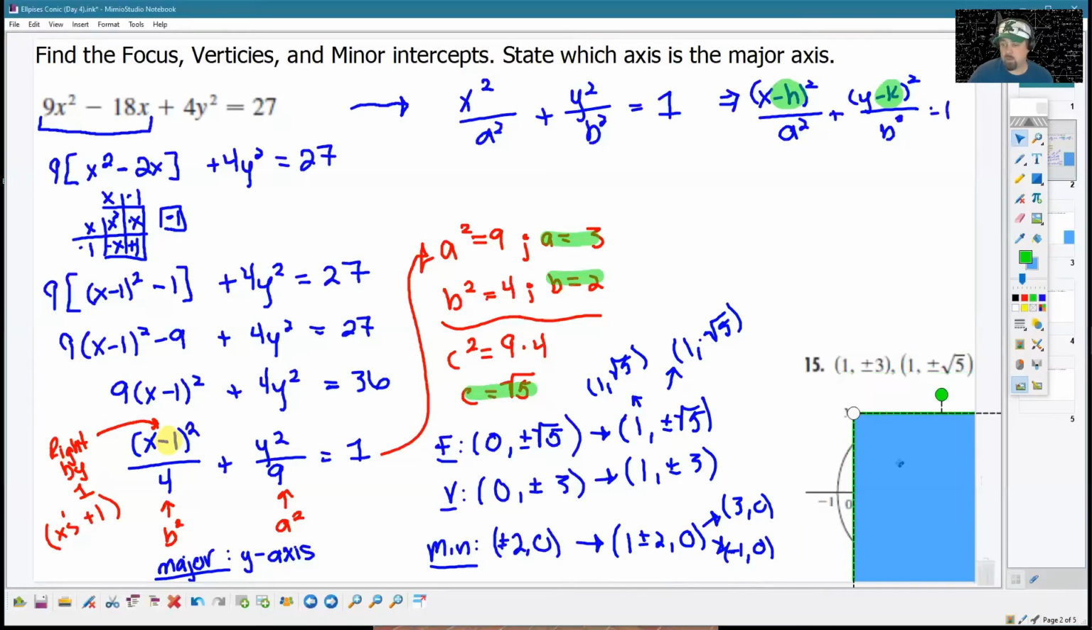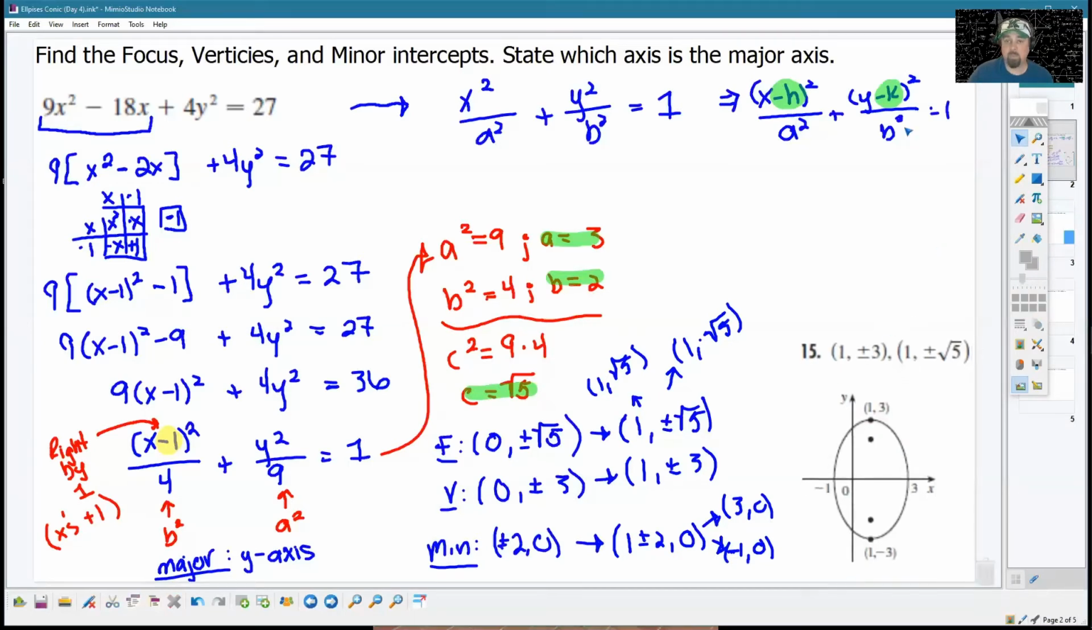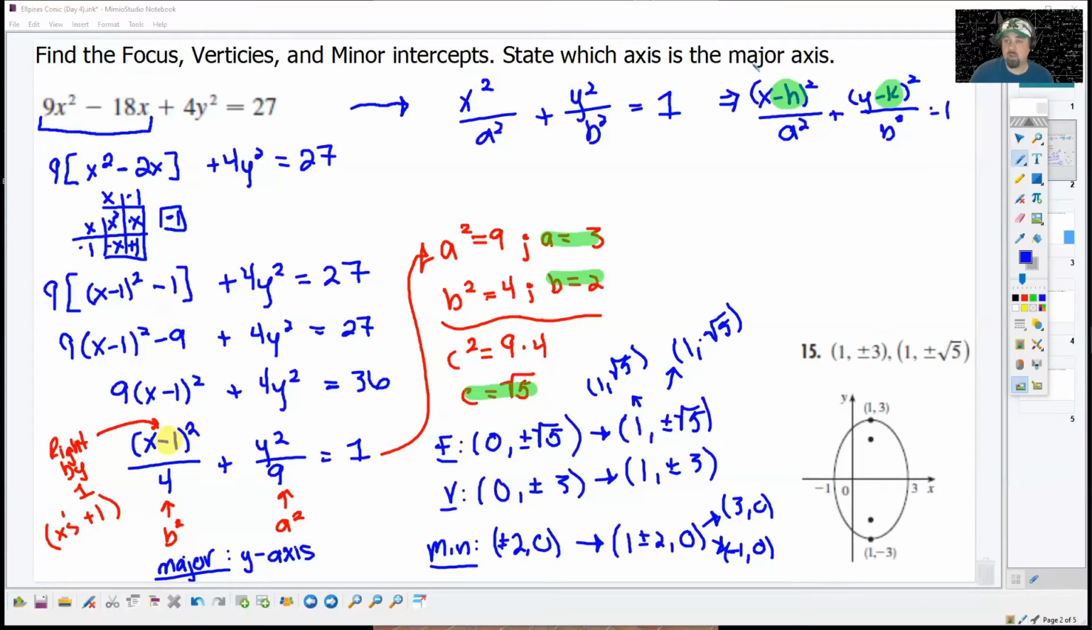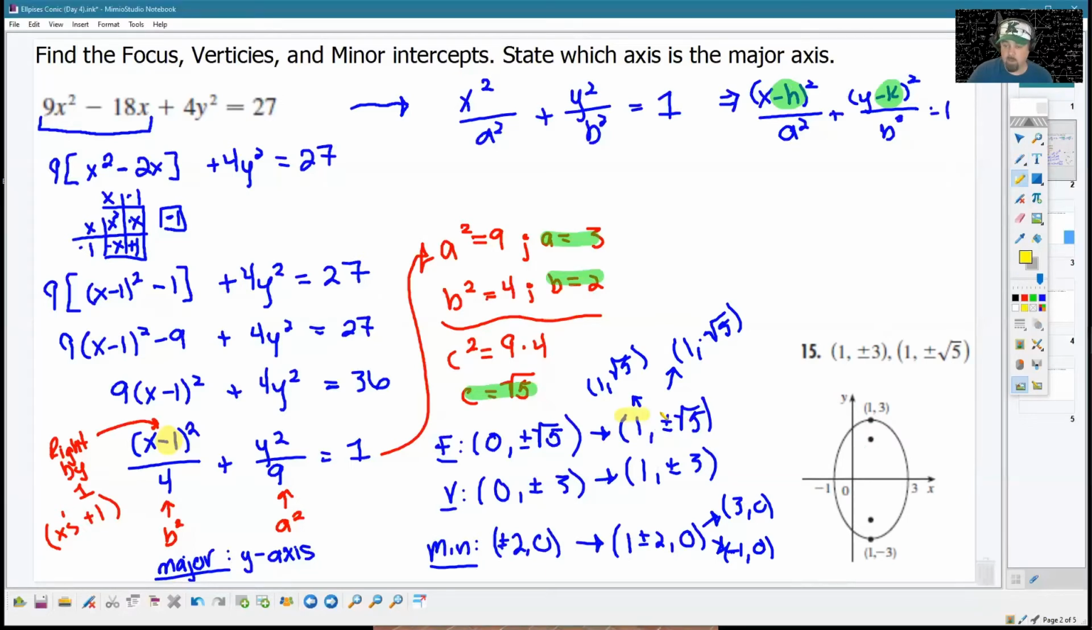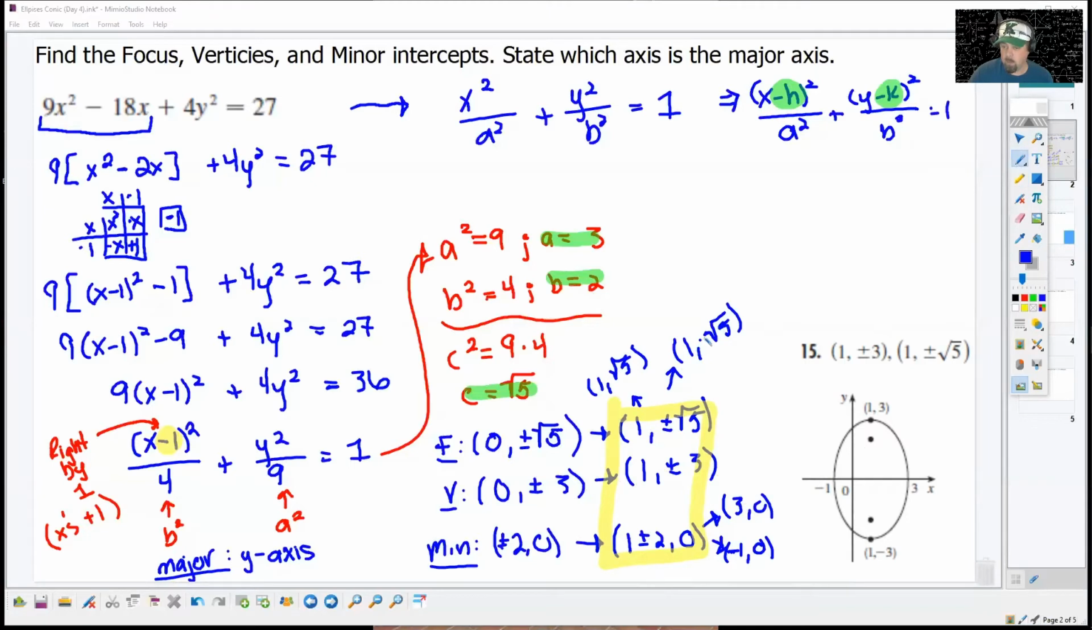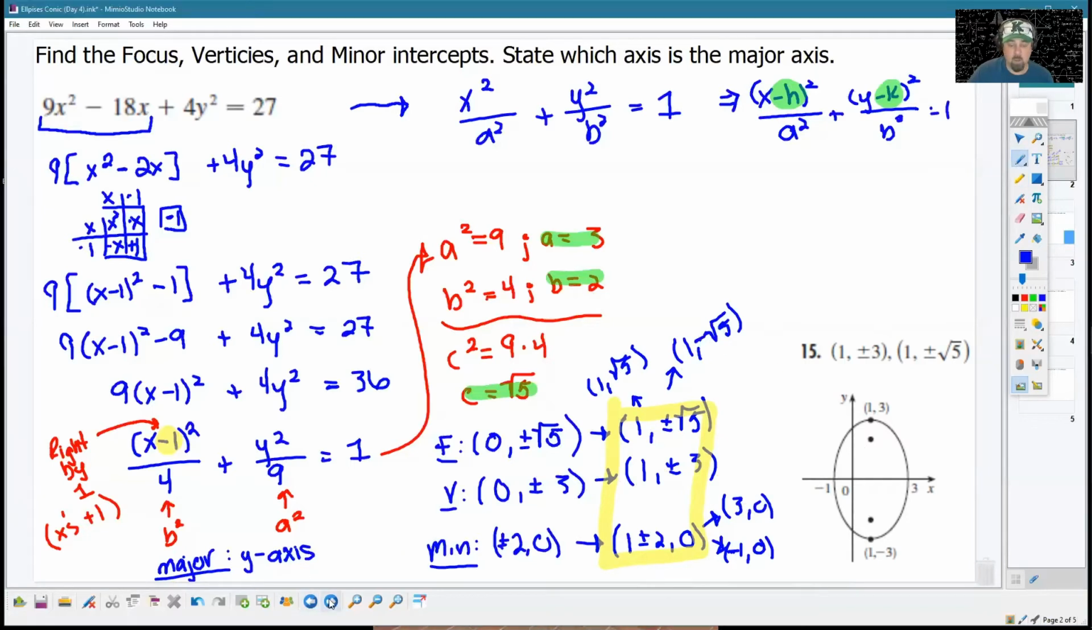So our picture actually looks something like that. So we stated which axis was the major. We found the foci, vertices, and minor intercepts right here. That's what all this information is right here. I prefer you list them as 2 points together, like I did right here, rather than splitting them apart, but I did want to talk about it as we went through, to make sure we remembered that. Let's try one more before we move on.